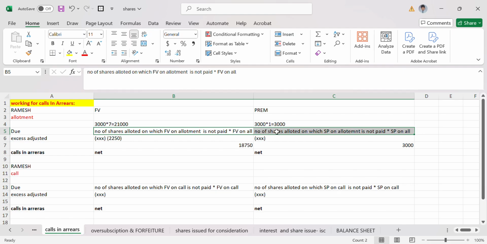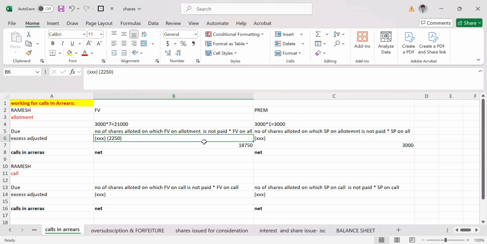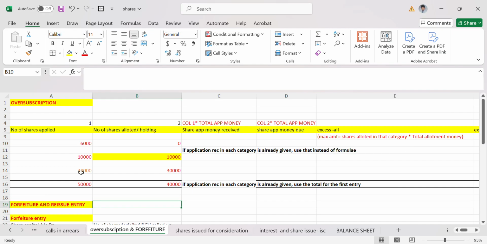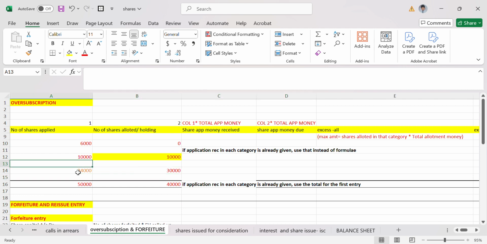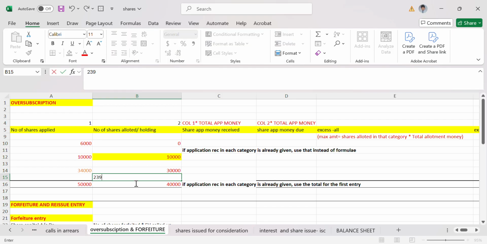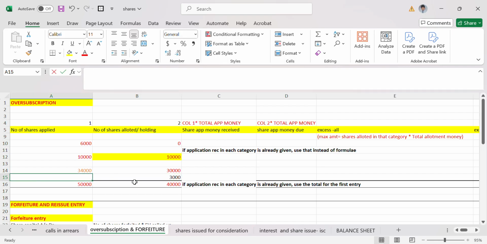So basically I'll use these formulas to calculate how much is the amount due on allotment, the face value and the premium part. Then I will see how much is the excess adjusted, meaning how much I have already received from Ramesh. So how will you go about this? In the oversubscription table, to whichever category Ramesh belongs, I will do the working there itself. So suppose Ramesh was belonging in this category and Ramesh was allotted say suppose 3000 shares. So I will do the entire working.